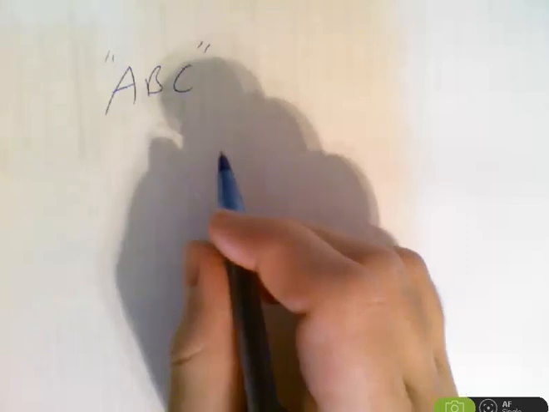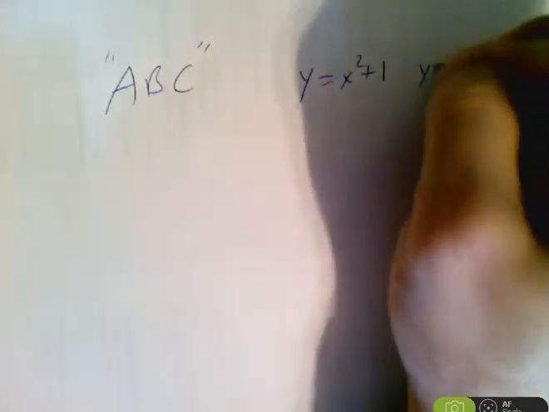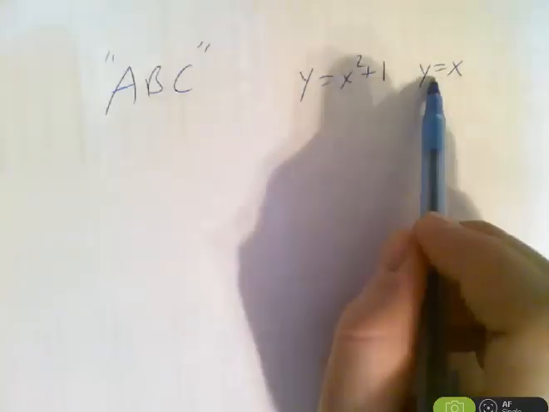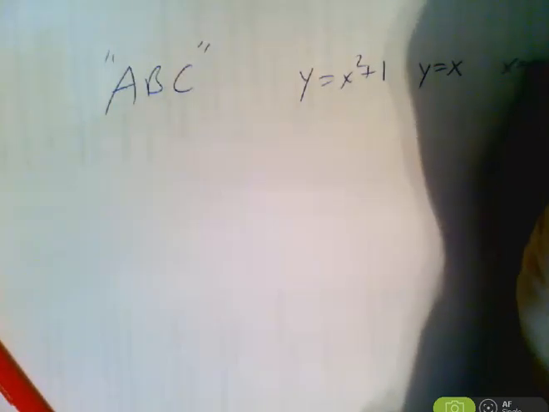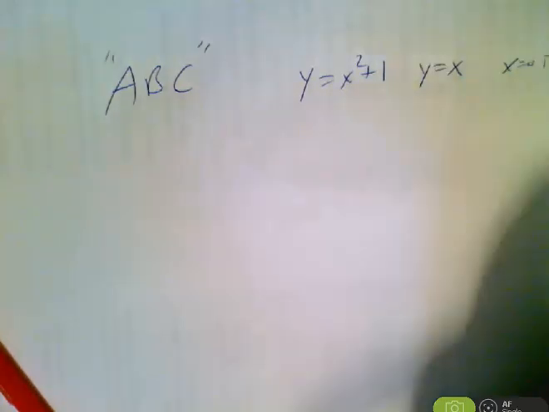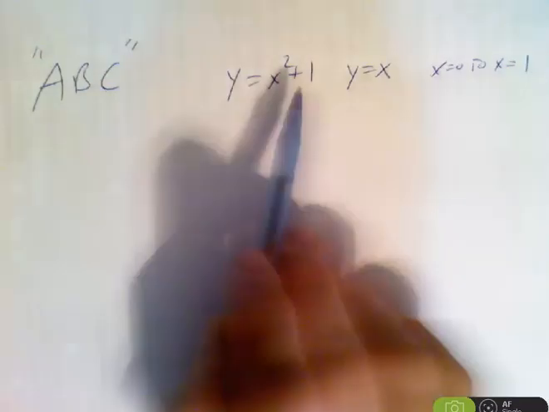Okay, so suppose we have a couple of curves or functions, whatever you want to call them. Say we have y equals x squared plus 1 and y equals x, and we want to find the area between these two curves, from x equals 0 to x equals 1, something simple. So between 0 and 1, we want the area between these two curves.